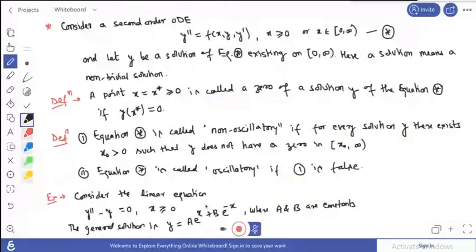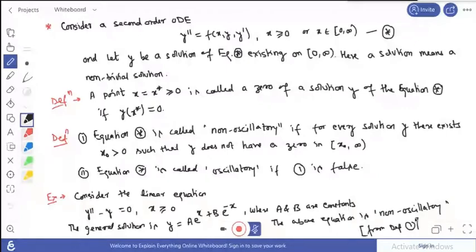So this means the above equation is non-oscillatory. From the definition of the first one, you say that this is non-oscillatory.